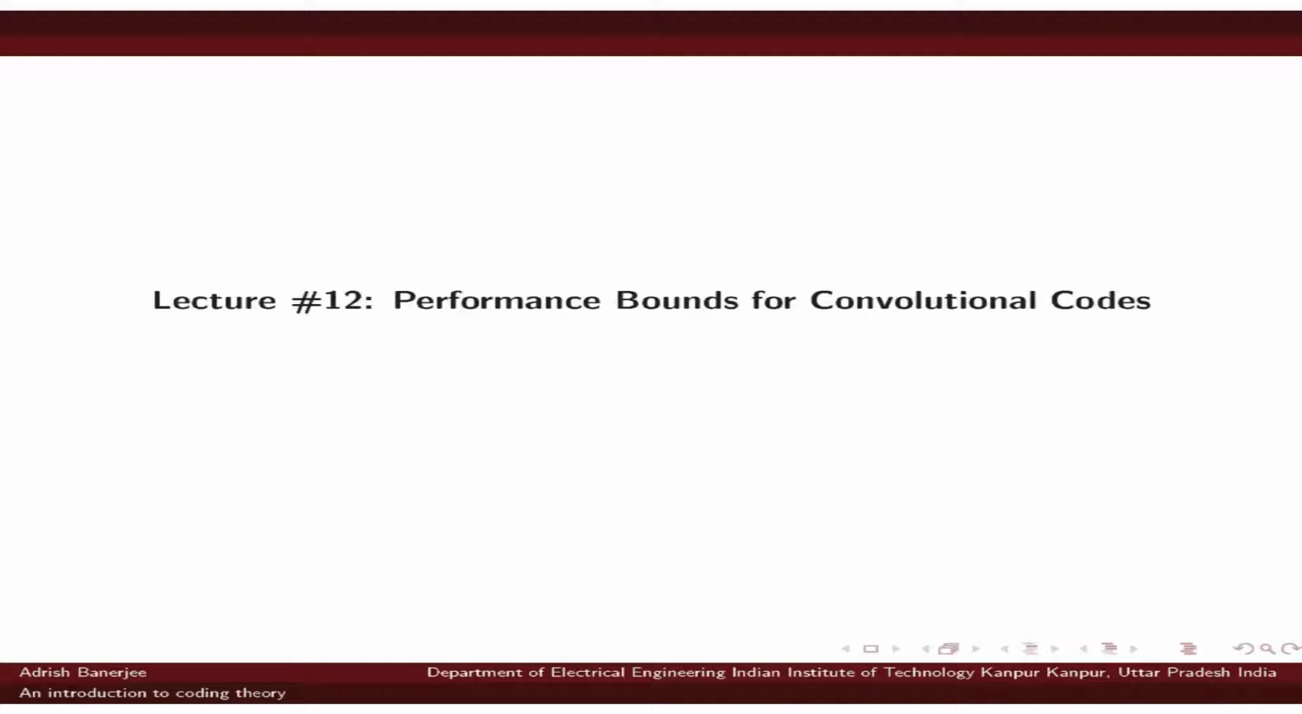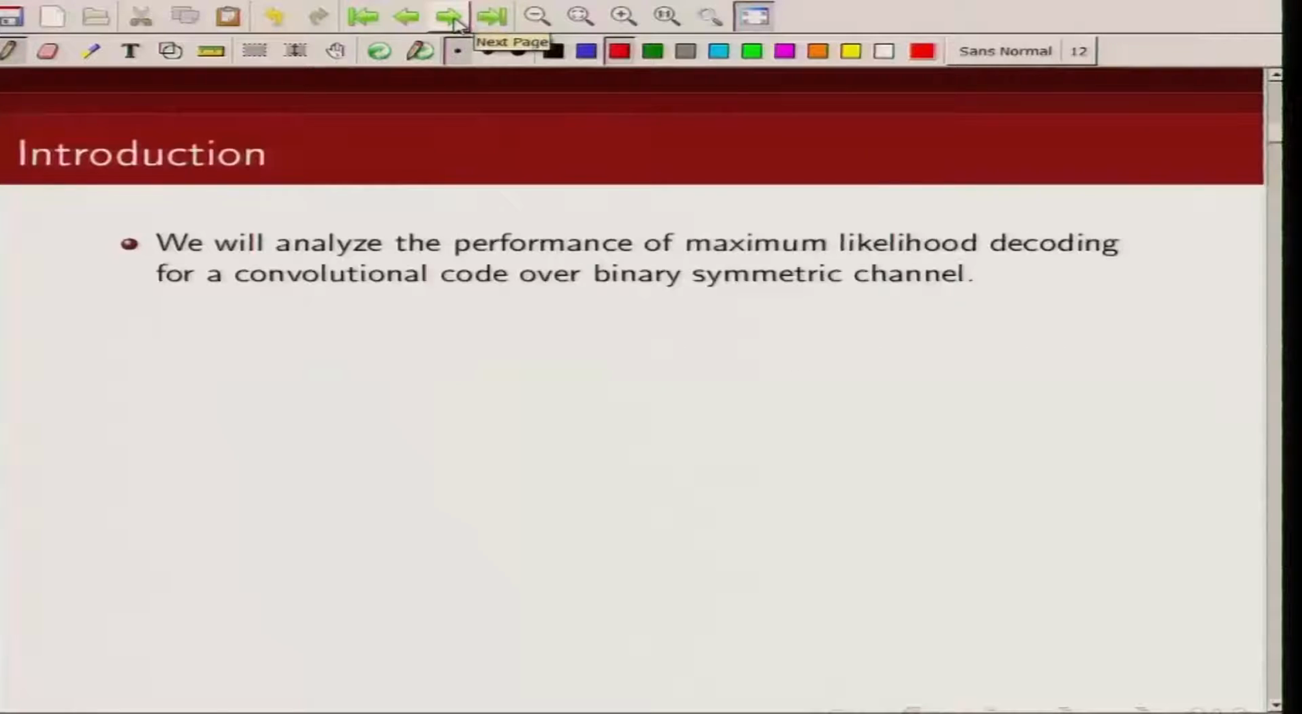In this lecture, we are going to talk about performance bounds for convolutional codes. In particular, we are going to analyze the performance of Viterbi decoding, which is maximum likelihood decoding for convolutional code, and as an example, we will consider a simple binary symmetric channel.